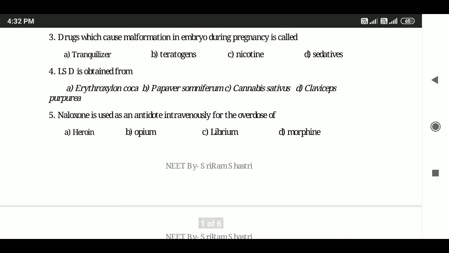LSD is obtained from Erythroxylum coca, Papaver somniferum, Cannabis sativa, Claviceps purpurea. Erythroxylum coca is used in production of cocaine. Papaver somniferum is used in production of opiates. Cannabis sativa is used in production of cannabinoids. Claviceps purpurea, commonly called ergot fungus, is the answer from which LSD is produced. LSD stands for lysergic acid diethylamide.